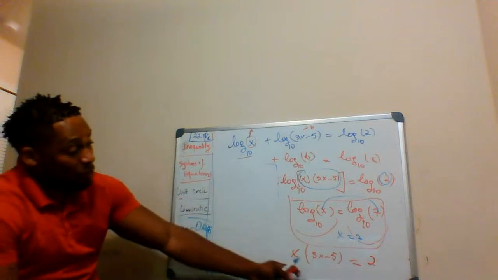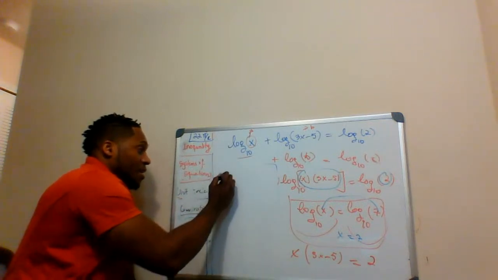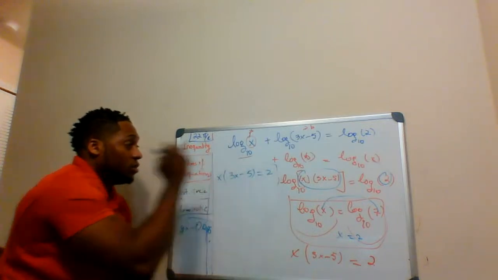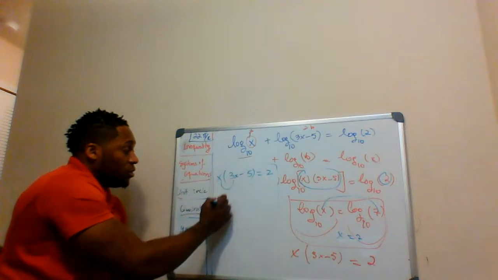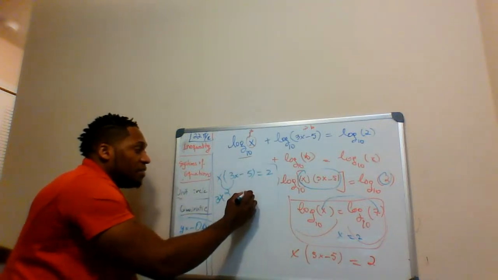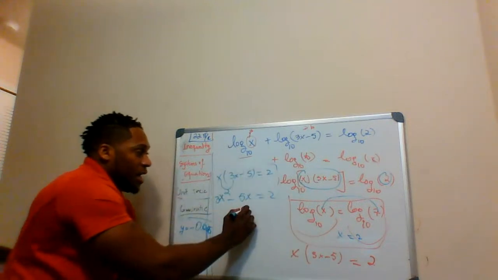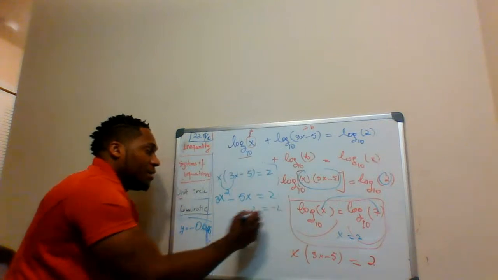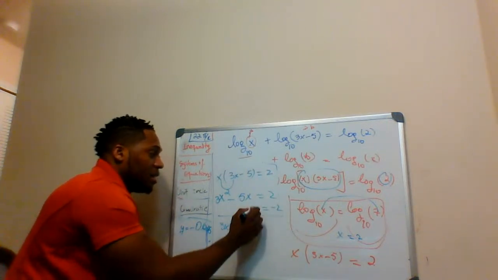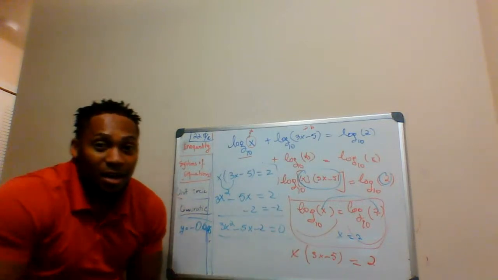We can erase this. So what we're solving for is x times 3x minus 5, assuming that's what they give you, is equal to 2. Easy. Distribute x: 3x squared minus 5x is equal to 2. Bring the 2 to the other side, or you can say I add -2 to both sides. So what's that? 3x squared minus 5x minus 2 is equal to 0. And you solve for that.